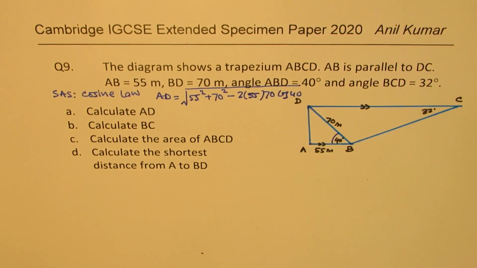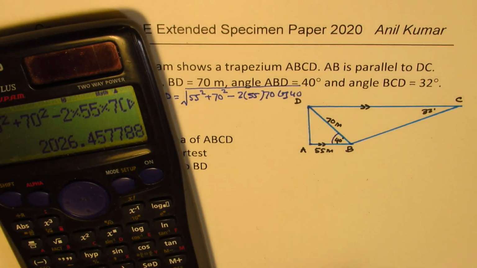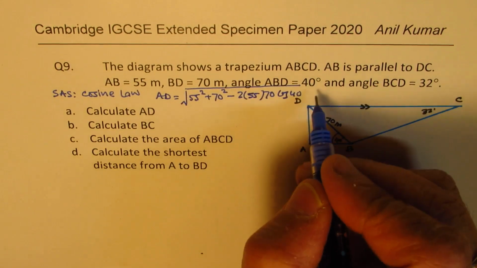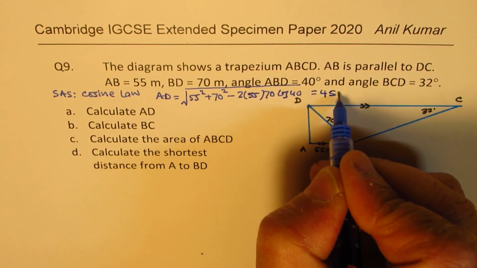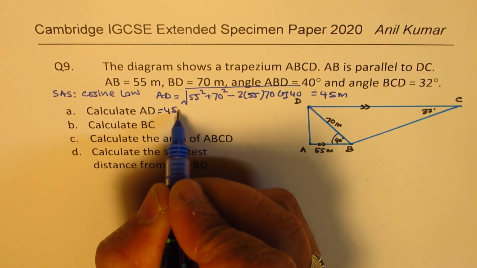So let's figure this out. So we'll do 55 squared plus 70 squared minus 2 times 55 times 70 times cos of the angle, which is 40. And this is 2026.45. We'll do square root of our answer and it gives me 45.0. So we'll write this as 45 meters. So this side is for us 45 meters. Clear?